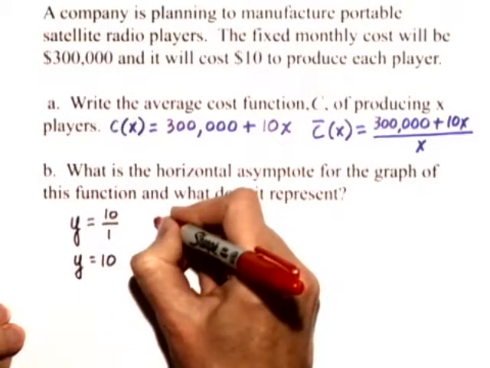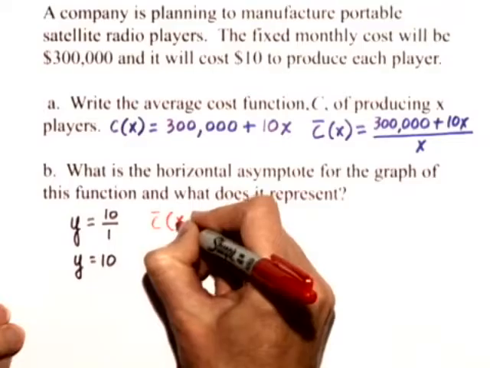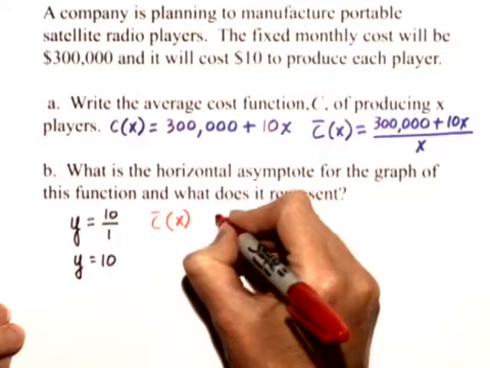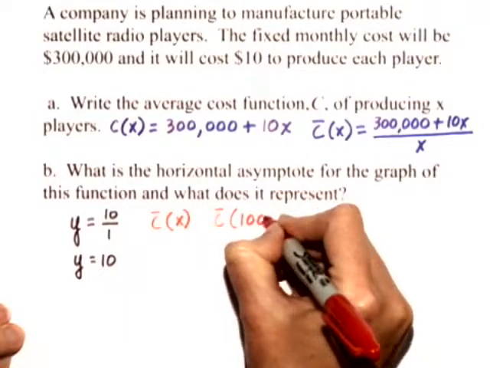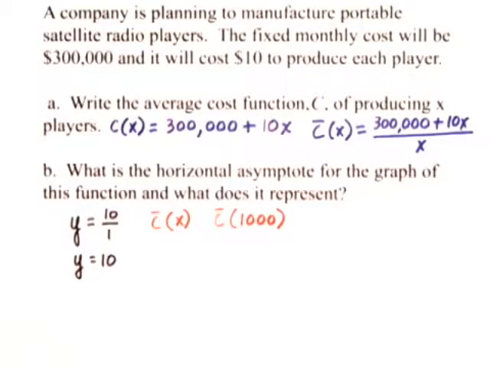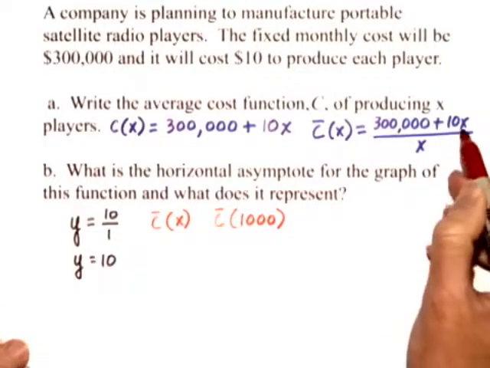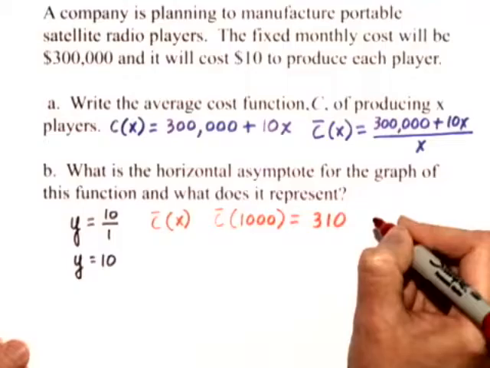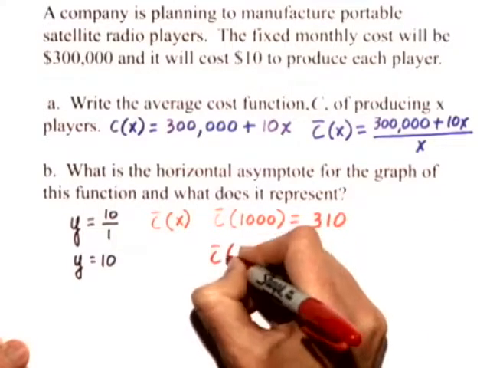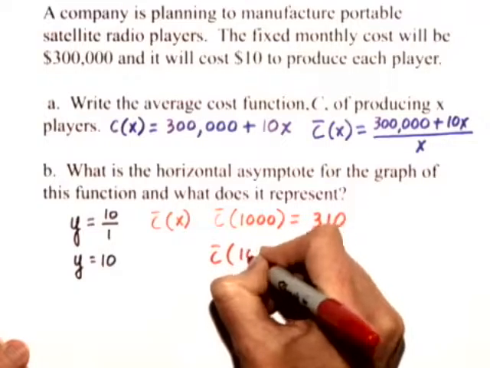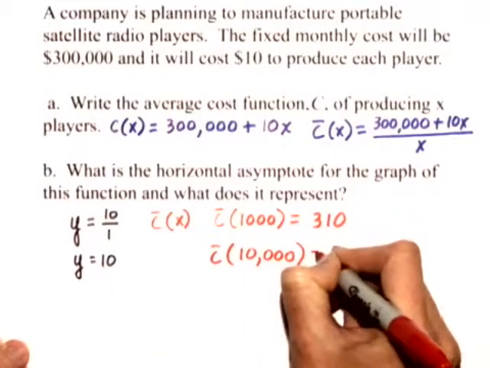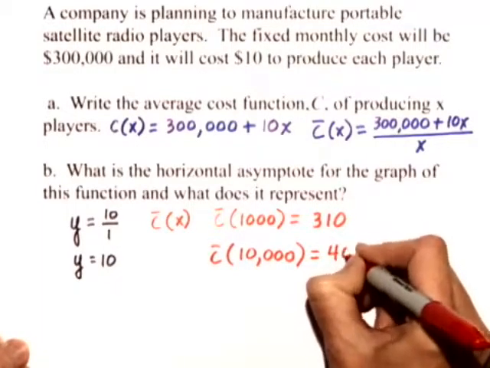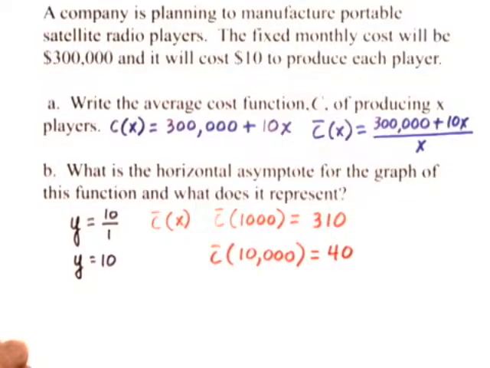Let's say we want to define the average cost, C bar of X, when X is equal to 1,000. So let's find the average cost of producing, say, 1,000 of these portable satellite radio players. If we substitute 1,000 in here and calculate it, we'll get a cost of $310. Let's increase that number and say, let's find the average cost when we're producing 10,000 of these players. If we calculate that amount, we see that our cost goes dramatically down to $40 for each radio produced.